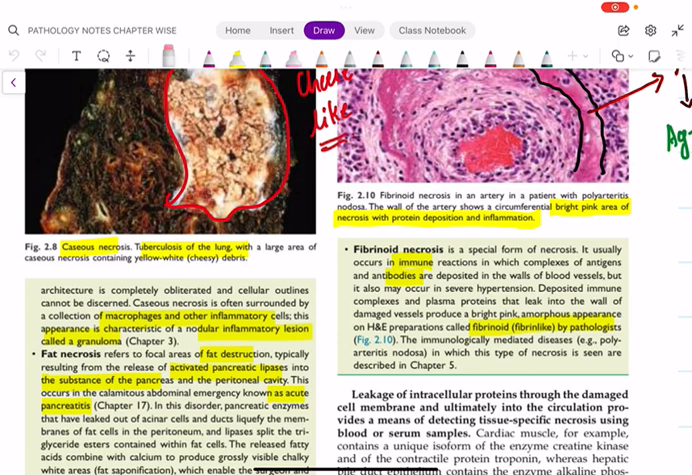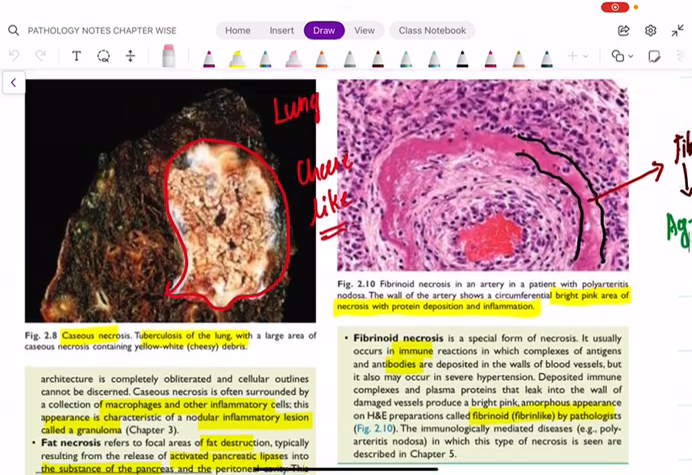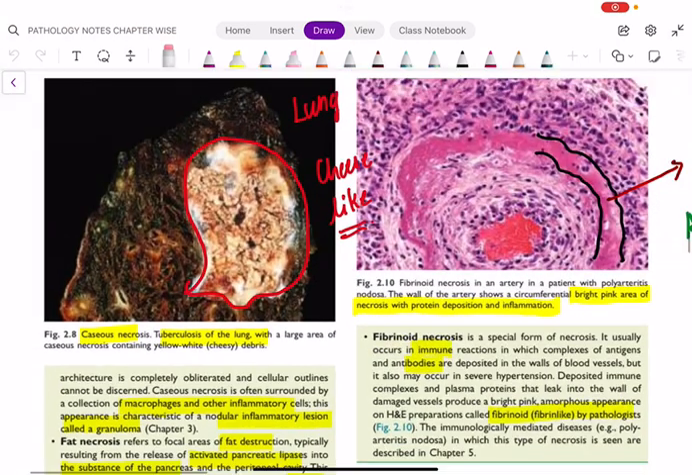As of now, don't worry about granulomas, children, because granulomas in detail we will see in chapter 2, inflammation. We have granuloma as a special topic, and we will discuss it there. So you can see this picture, caseous necrosis.